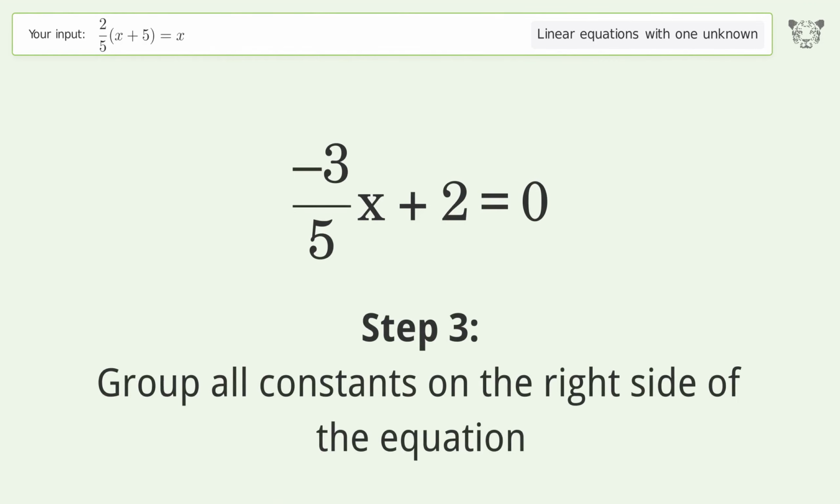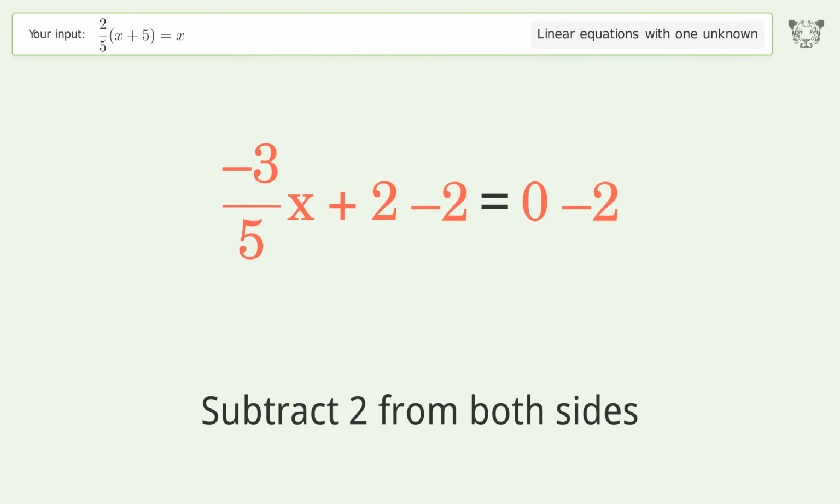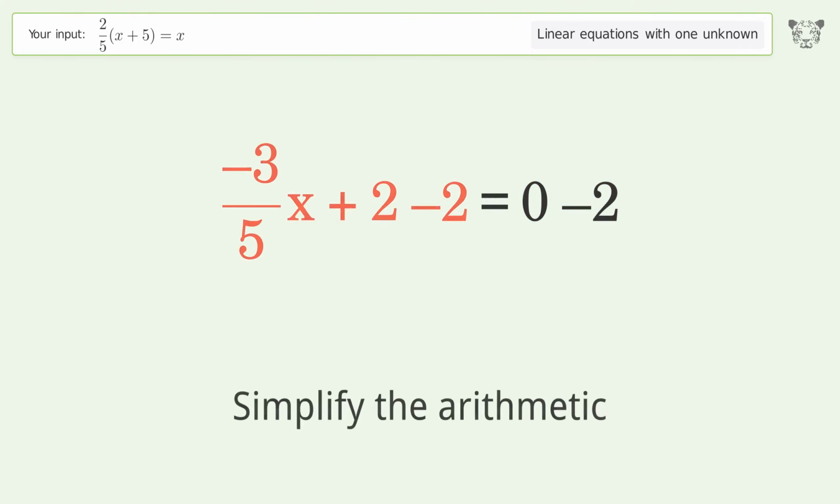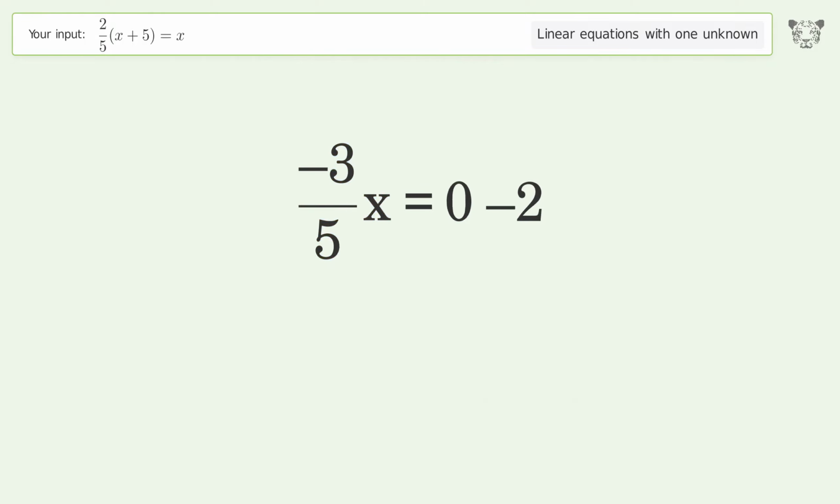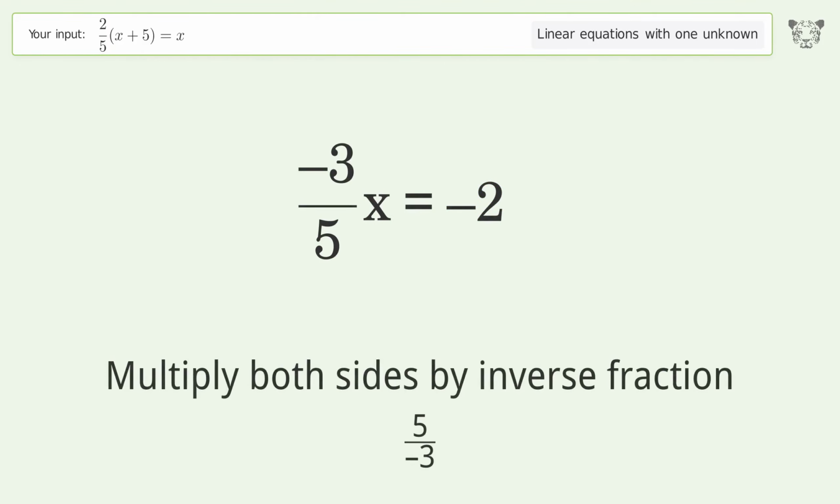Group all constants on the right side of the equation. Subtract 2 from both sides. Simplify the arithmetic. Isolate the x. Multiply both sides by inverse fraction 5/3.